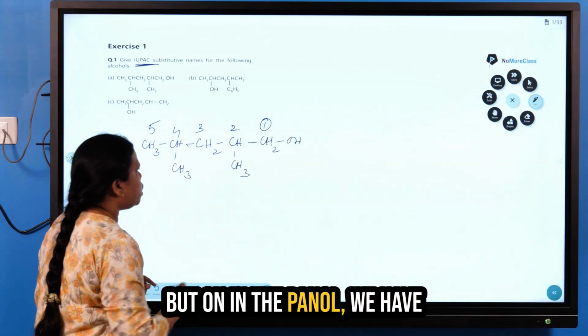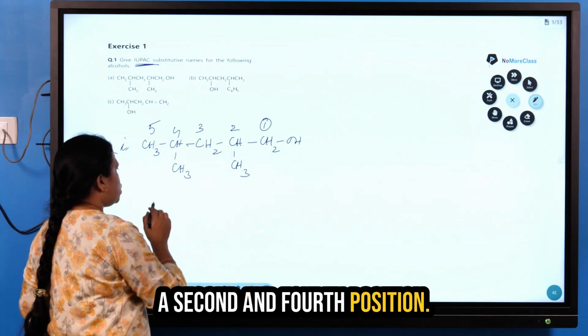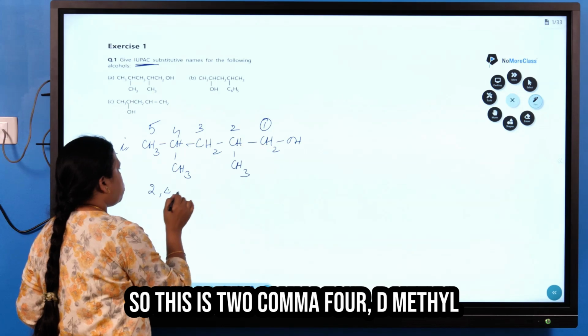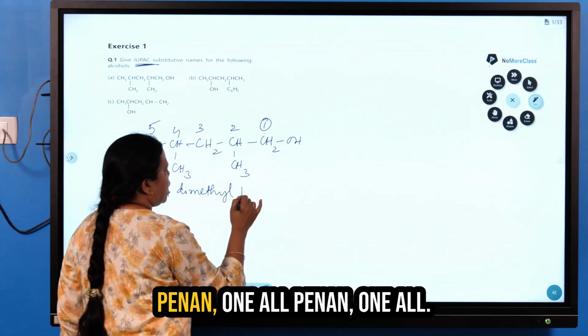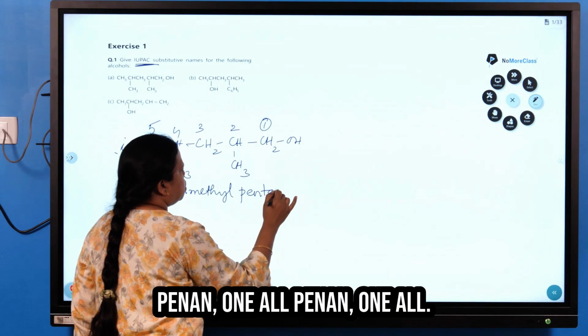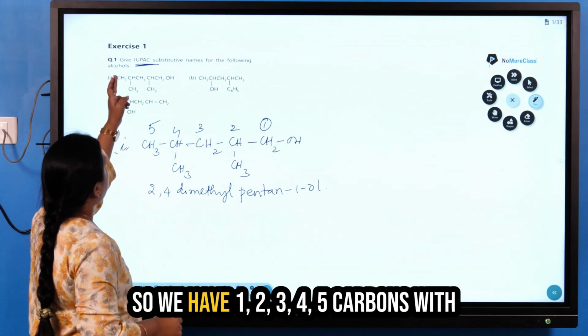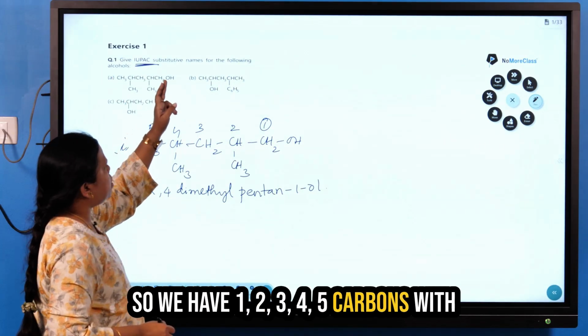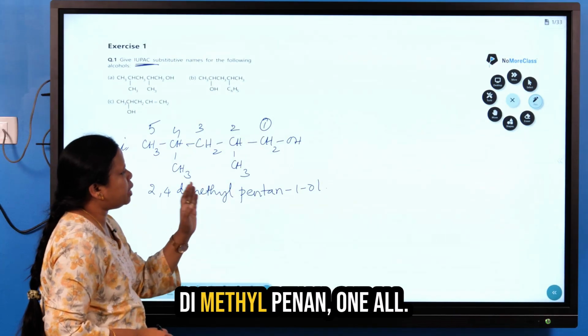But in the pentanol, we have 2 methyl groups present at the second and fourth position. So this is 2,4-dimethylpentan-1-ol. So we have 1, 2, 3, 4, 5 carbons with 2 methyl groups as substituent. So this is 2,4-dimethylpentan-1-ol.